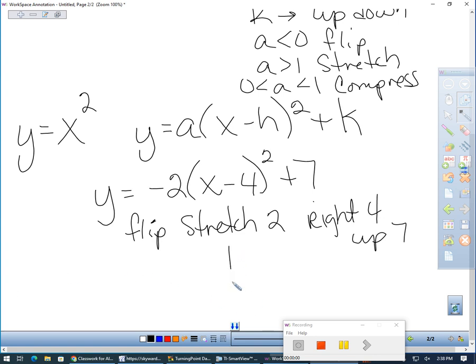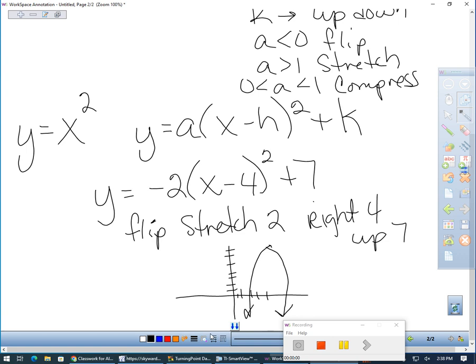So if we were to graph this before, you went right 4, 1, 2, 3, 4, up 7, 1, 2, 3, 4, 5, 6, 7. You were flipping it upside down, and it was a stretch, so it was skinnier, right? Remember that? Okay.